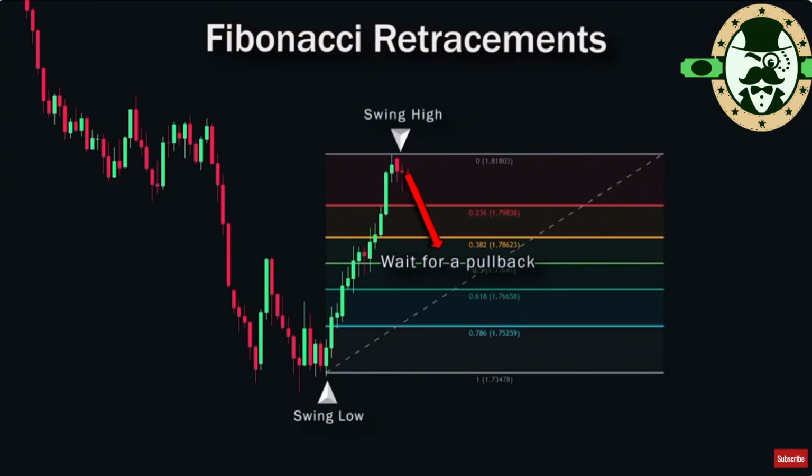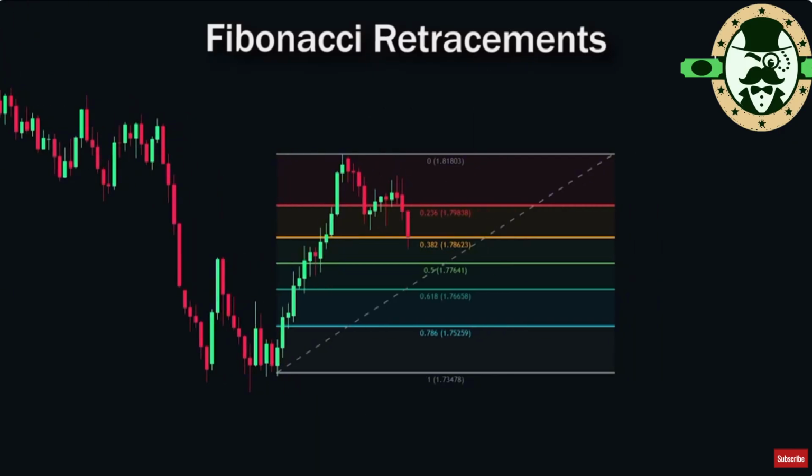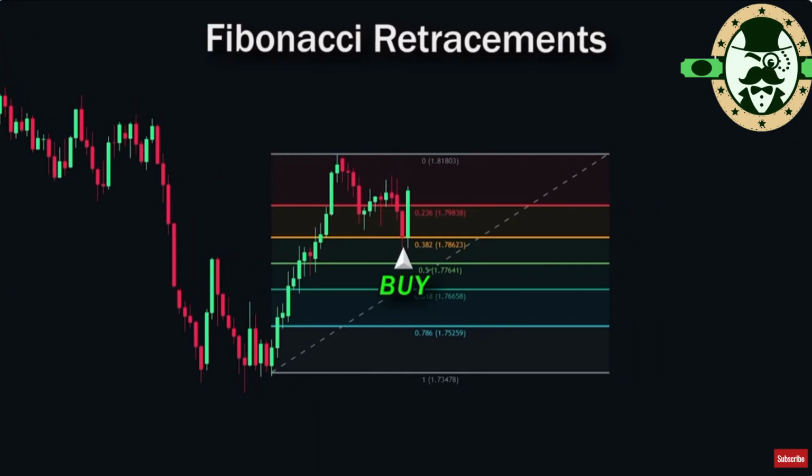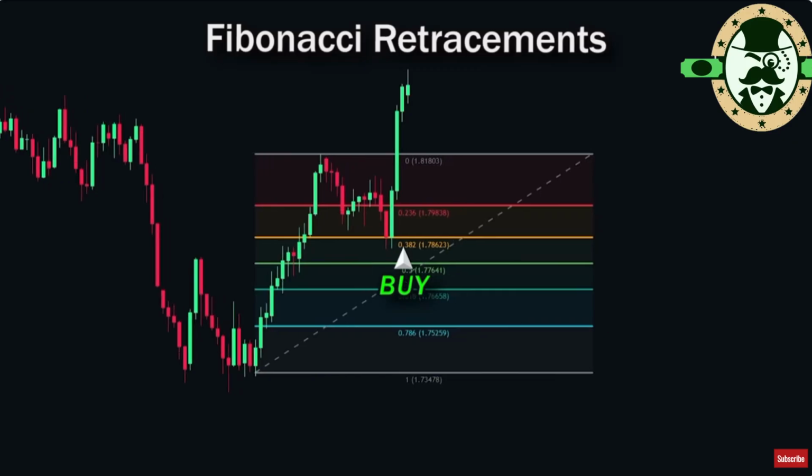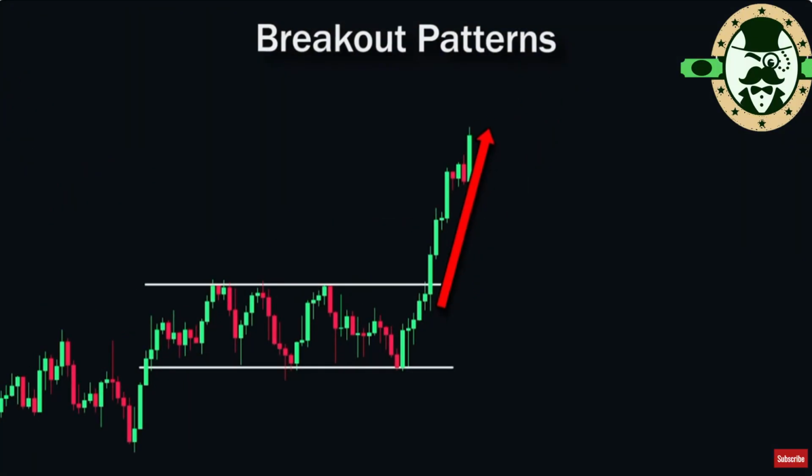Next, wait for the price to pull back to one of these levels. Ideally the 0.382 Fibonacci level, because this is the most common level where price tends to reverse. If price touches that level, that could be a good buy entry. Keep in mind that price could also reverse from other Fibonacci levels, so combine it with other confirmation signals for a better entry.